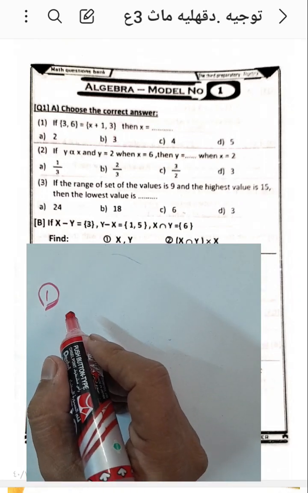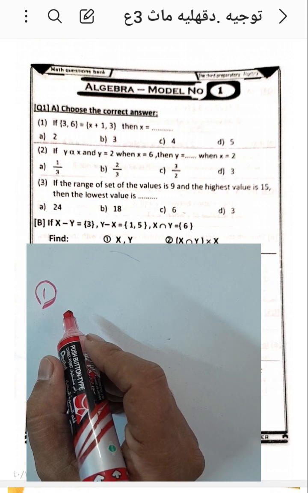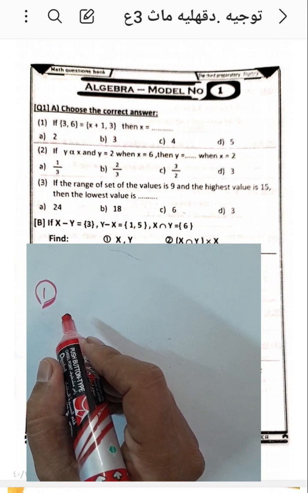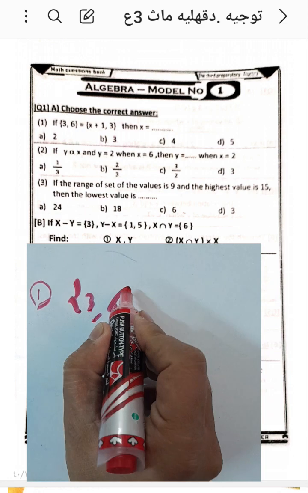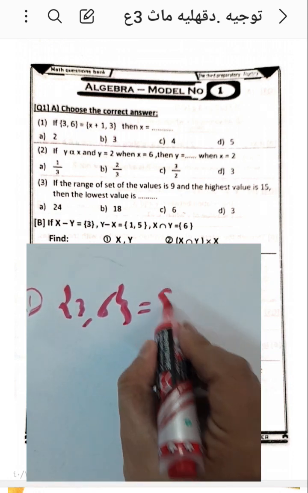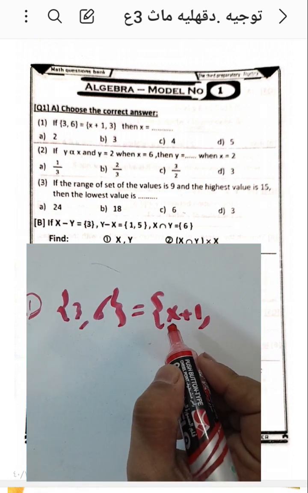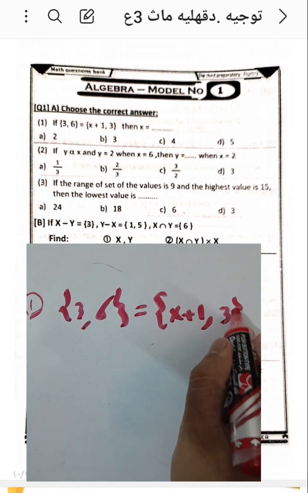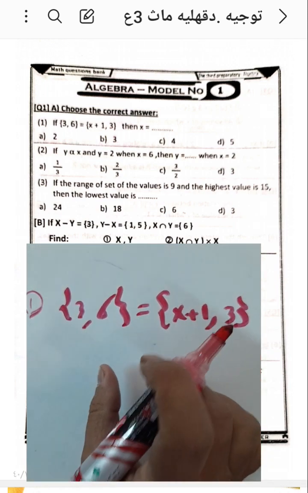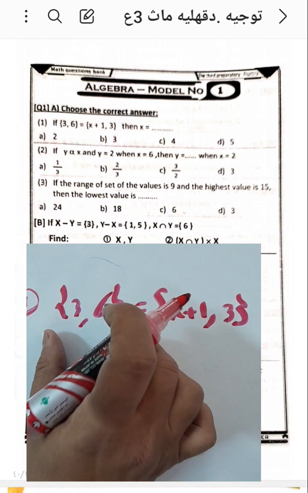Today we'll solve algebra model number 1. Question number 1. If the set of 3 and 6 equals the set of x plus 1 and 3, we want to find x. x equals what? We have to set equality.